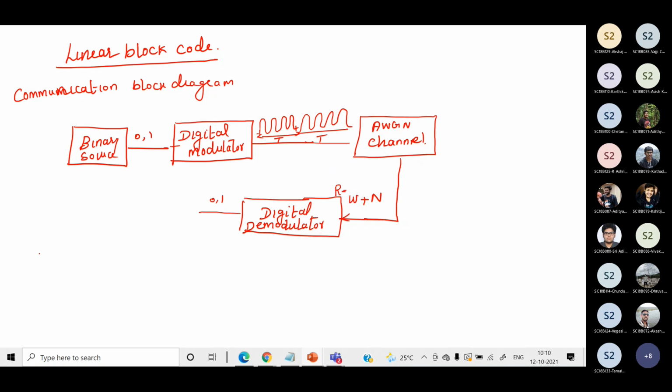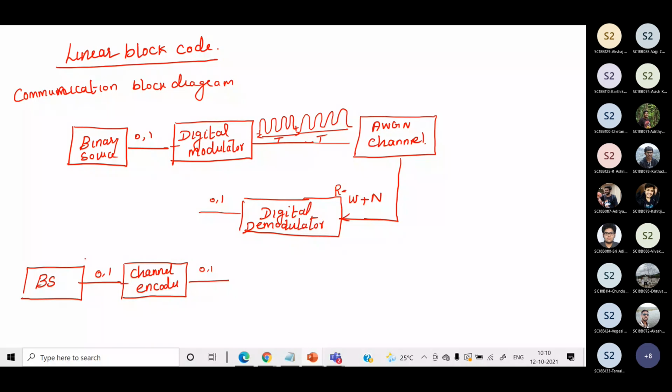So where is error control coding going to sit? The binary source output is zeros and ones. Here I am going to use the error control coding, otherwise called channel coding. So here we are going to use the channel encoder. Input is zeros and ones, output is also zeros and ones.